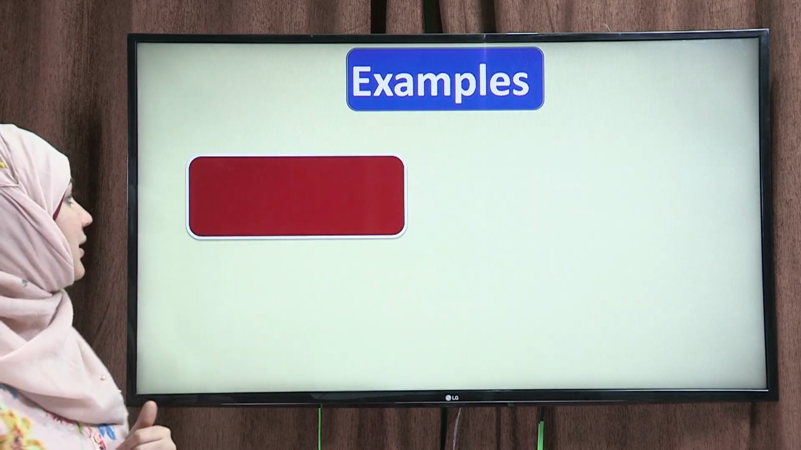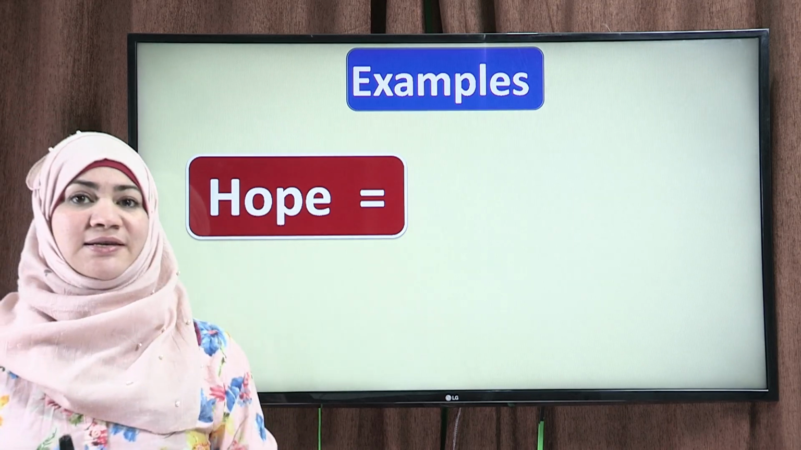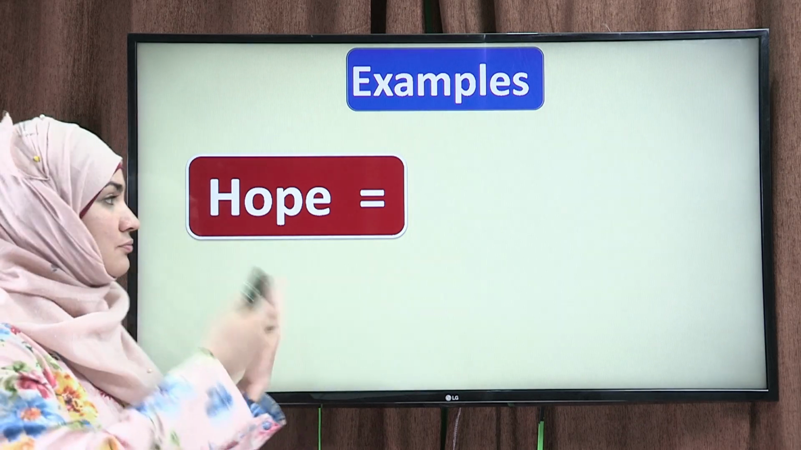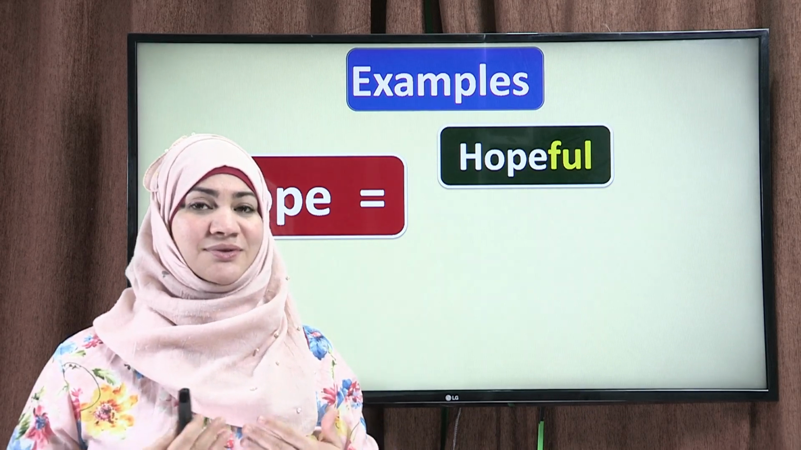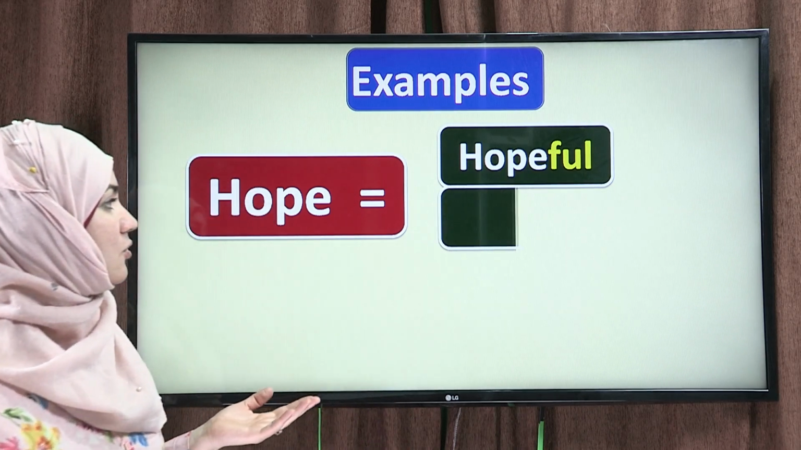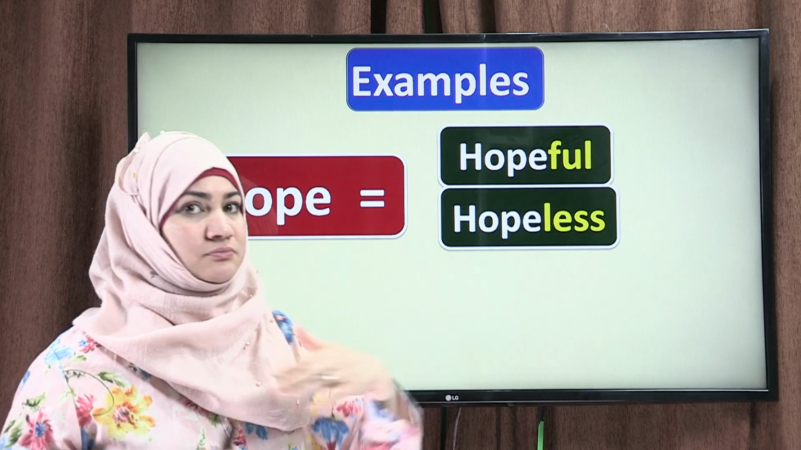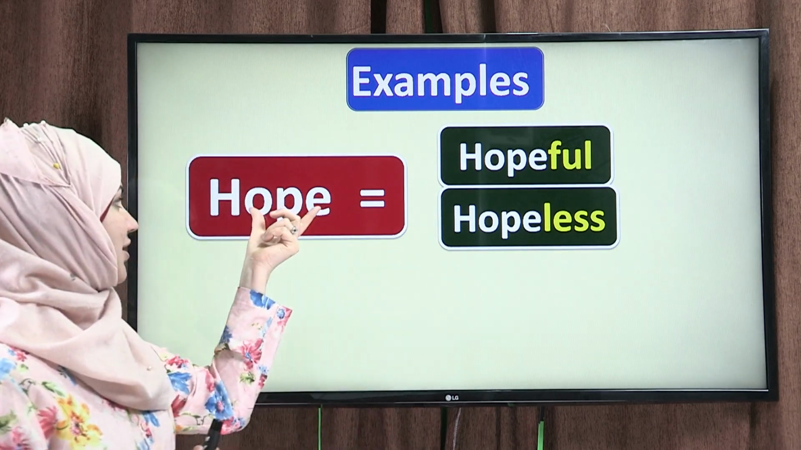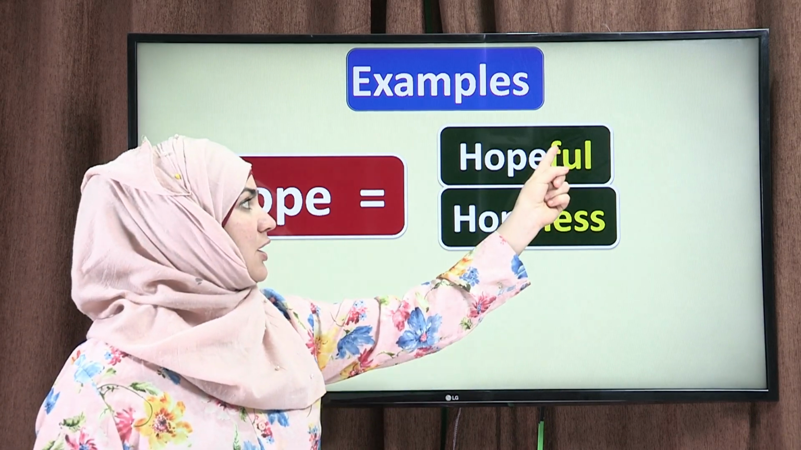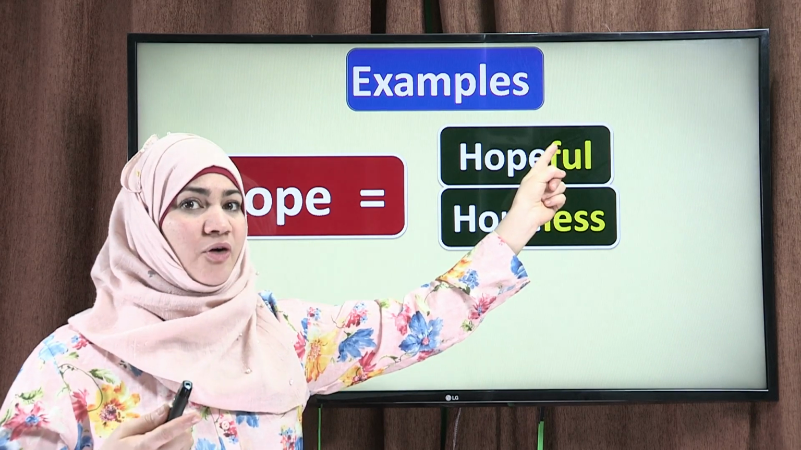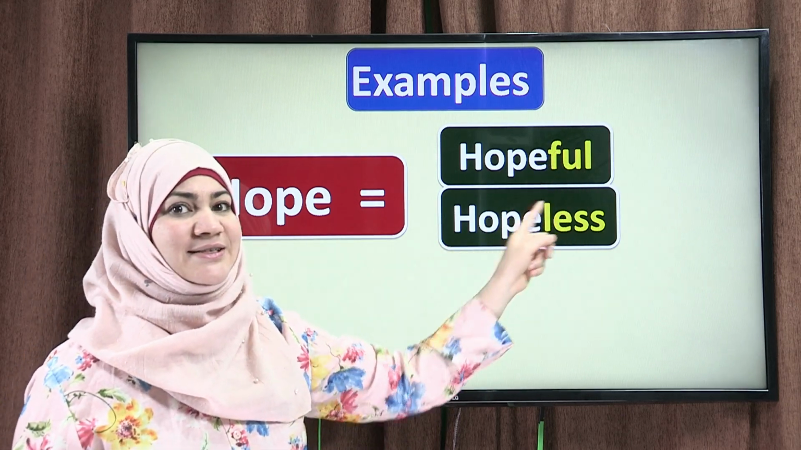We have example 1: hope. Hope here is a noun. To form an adjective, we can say hopeful, or we can say hopeless. What is the difference? They are opposites. We formed the adjective from the noun by adding full and less. Hopeful and hopeless.